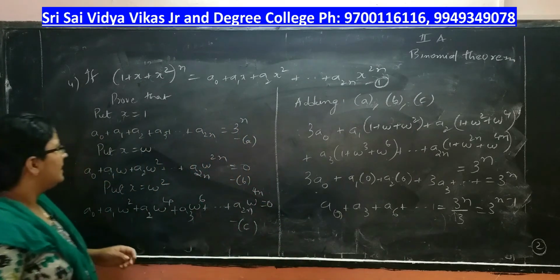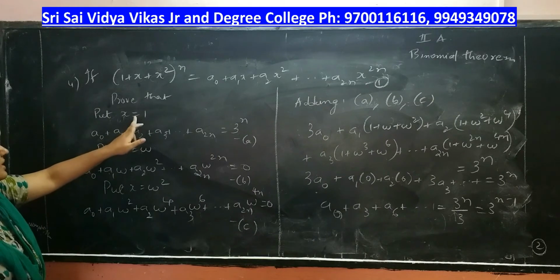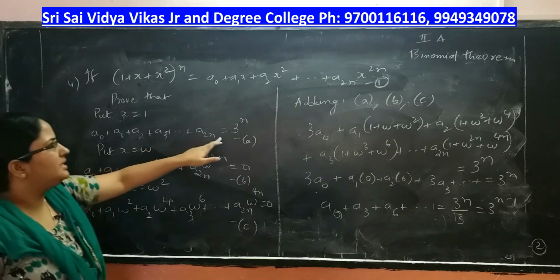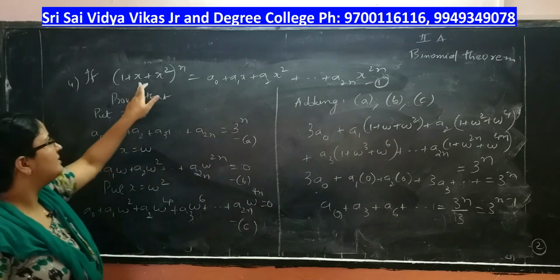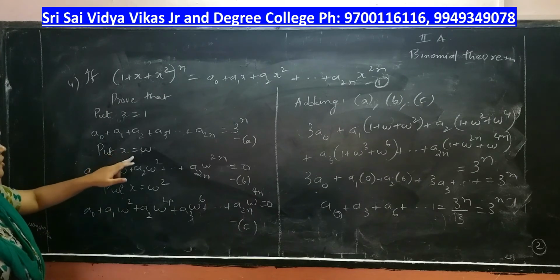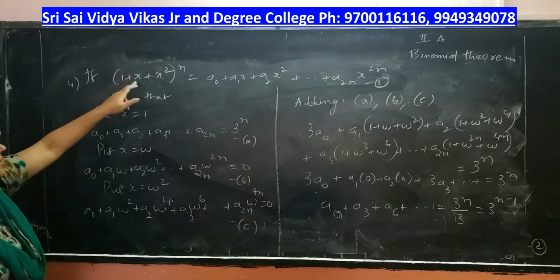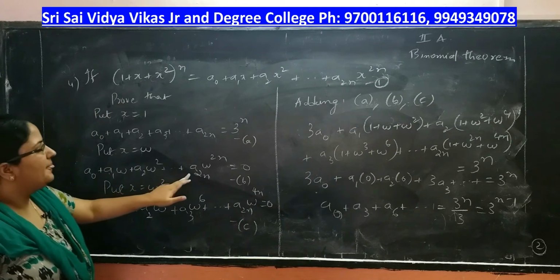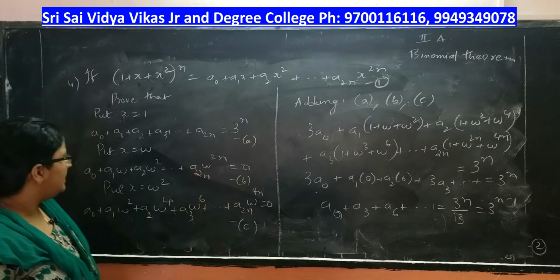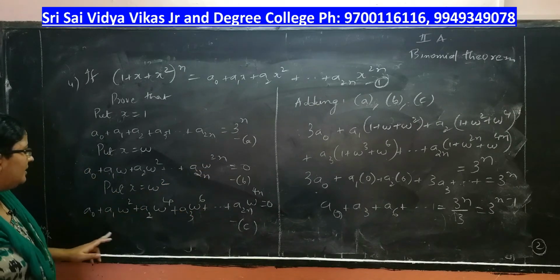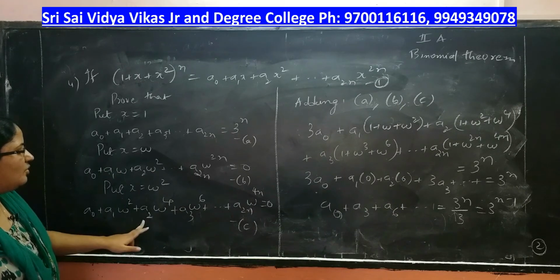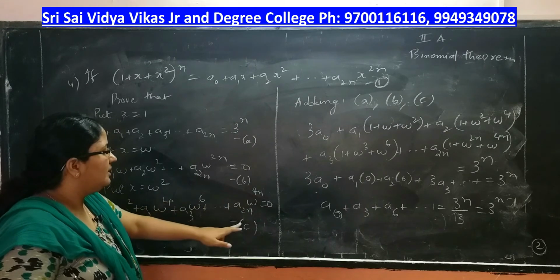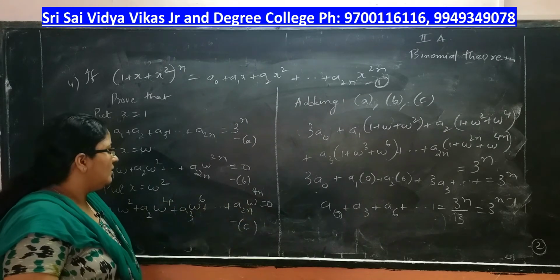For that, put first x = 1. You put x = 1, you have a0 + a1 + a2 + a3 and so on up to a2n equal to 3^n, that is (1 + 1 + 1)^n. Next, put x = omega. If you put x = omega, you have (1 + omega²)^n. This will be a0 + a1 omega + a2 omega² and so on up to a2n omega^(2n) is equal to 0. Put x = omega². a0 + a1 omega² + a2 omega⁴ + a3 omega⁶ + and so on up to a2n omega^(4n) is equal to 0. That is also equal to 0.